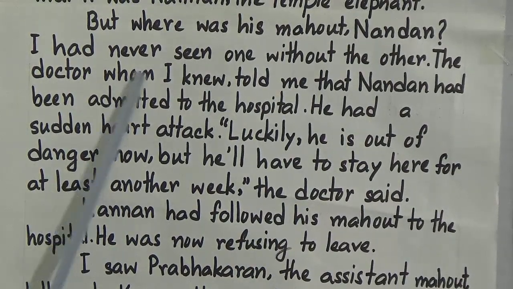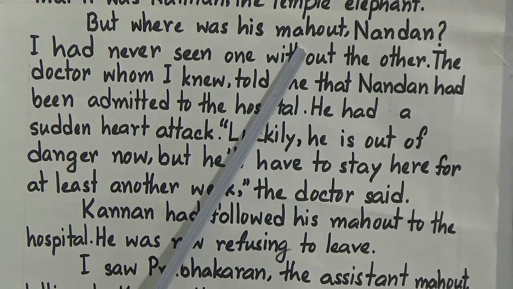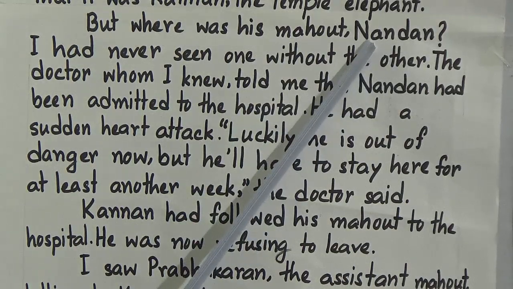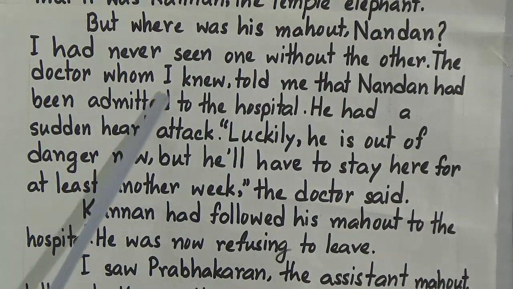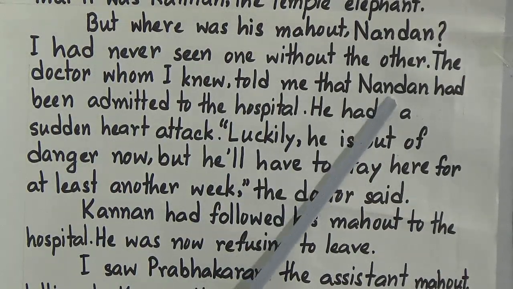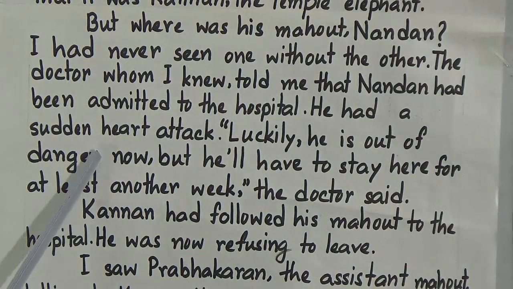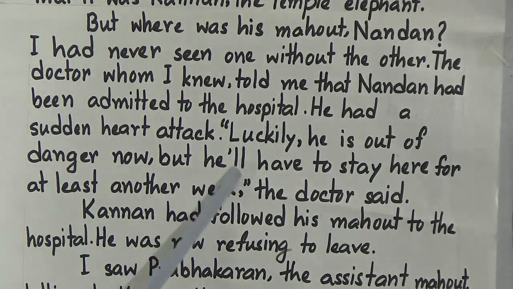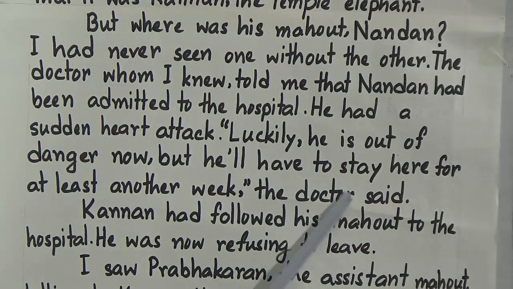Nandan. I had never seen one without the other. And Mahout is a person who looks after an elephant, and the name of this Mahout was Nandan. That means Nandan looked after this elephant. The doctor whom I knew told me that Nandan had been admitted to the hospital. He had a sudden heart attack. Luckily, he is out of danger now, but he will have to stay here for at least another week, the doctor said.